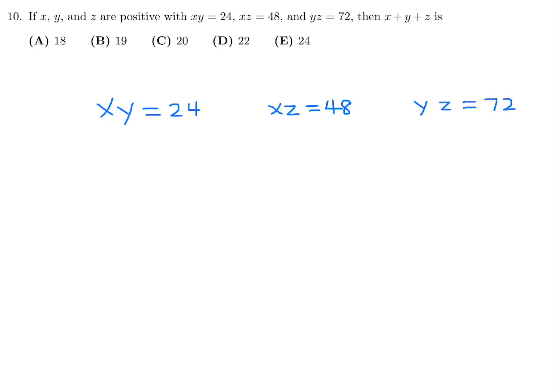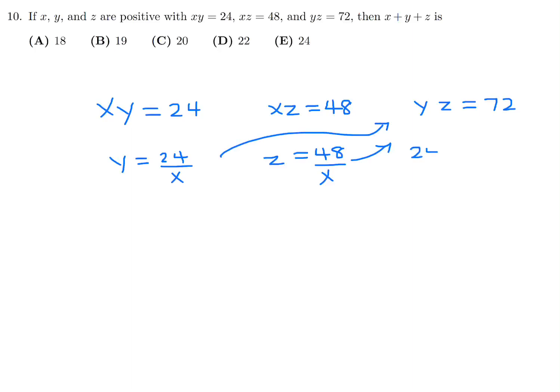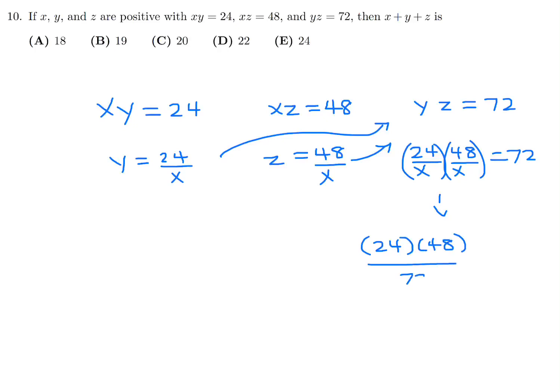So many ways of doing this, but I'll just let everything be in terms of x. So 24 over x is y, and z is 48 over x. And then what I can do is I can substitute both of these into there. So y is 24 over x, and z is 48 over x. And then that's it. So we got 24 times 48 over 72 is equal to x squared. And when you solve, you'll get x equal to 4.